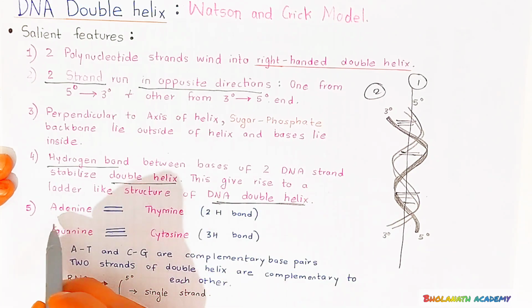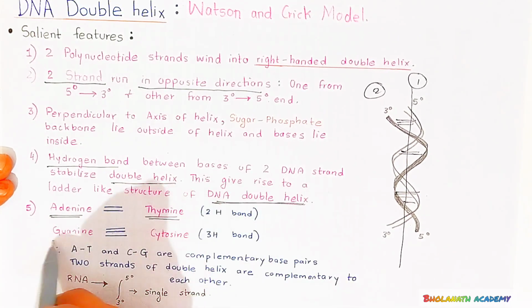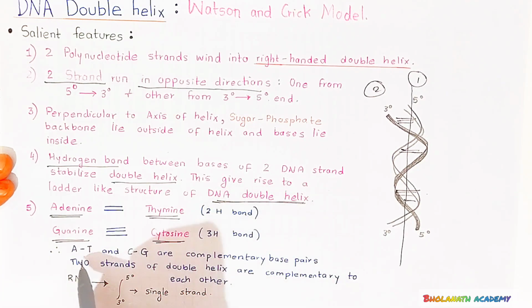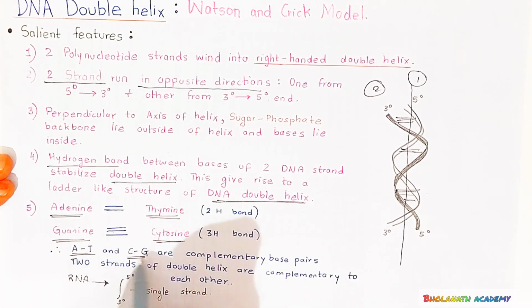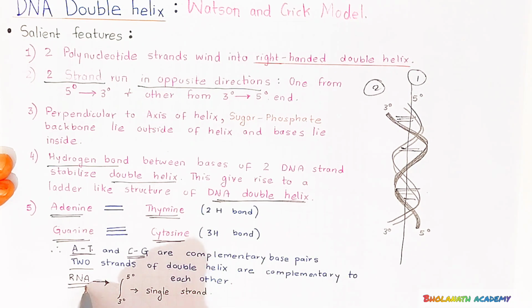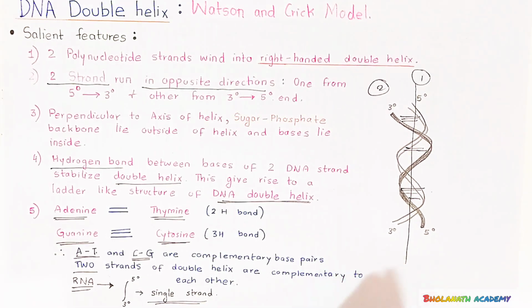Now here, students, adenine combines with thymine with two hydrogen bonds. Guanine combines with cytosine with three hydrogen bonds. So adenine-thymine and cytosine-guanine are the complementary base pairs. The two strands of the double helix are complementary to each other. Understanding, students? So this is the structure of a single strand. If only one strand is there, 5' to 3', that is always present in RNA. So this way, students, I have explained the structure of the DNA double helix.